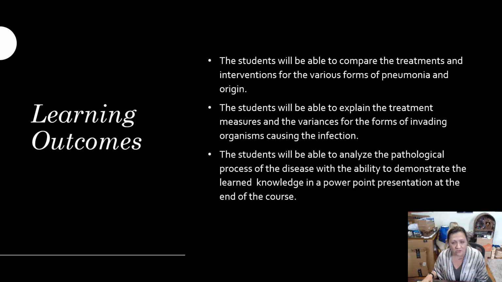The learning outcomes for this course are that the students will be able to compare the treatments and interventions from the various forms of pneumonia and their origin, that the students will be able to explain the treatment measures and the variances for the forms of invading organisms causing the infection, and that the students will be able to analyze the pathological process of the disease with the ability to demonstrate the learned knowledge in a PowerPoint presentation at the end of this course.